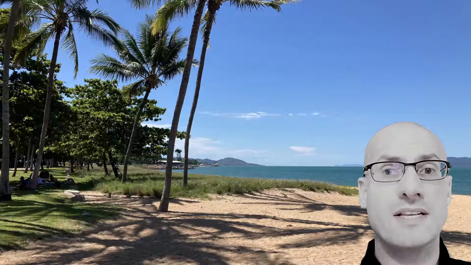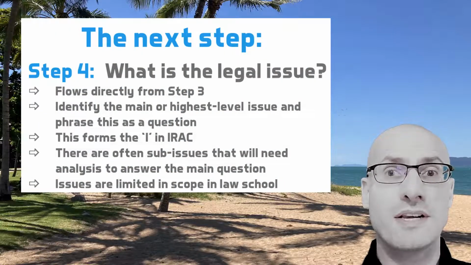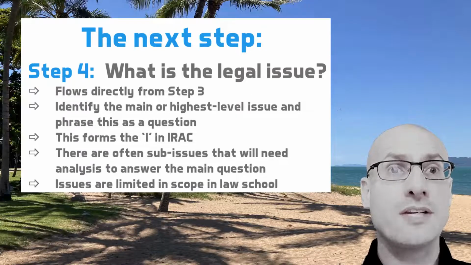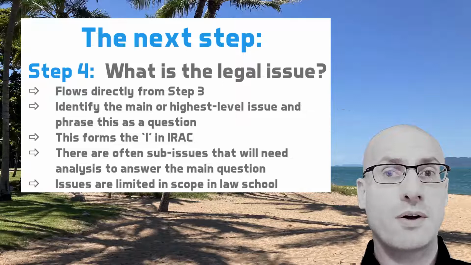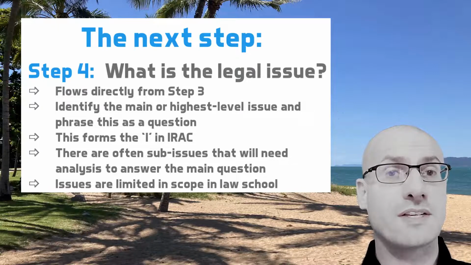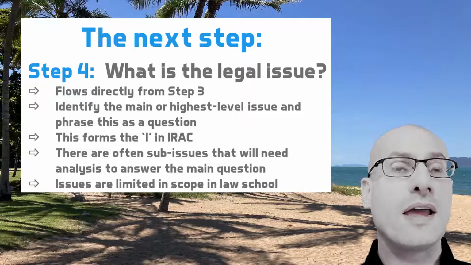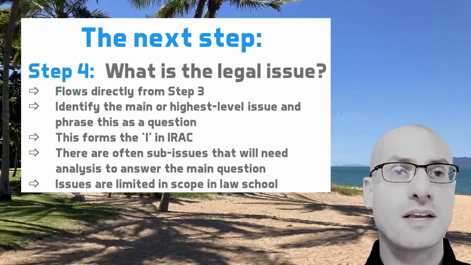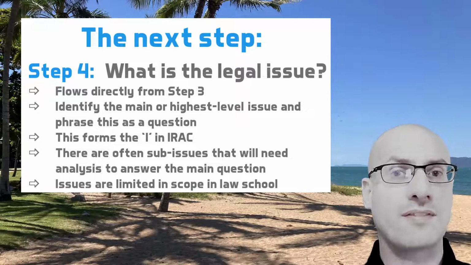I've phrased this as step 4 in the process, but really it's the first step that you're taking in doing your IRAC problem. You've worked out who the people are, you've worked out what the relevant stuff is, you've worked out why those people want that stuff or determined what they want in relation to those things. Now you have to draft the high-level issue.